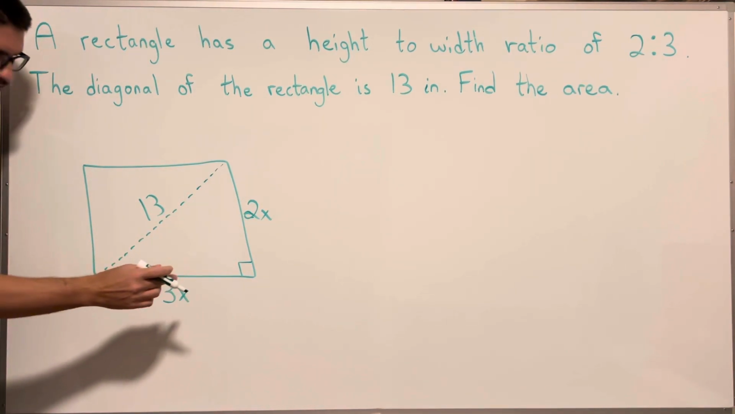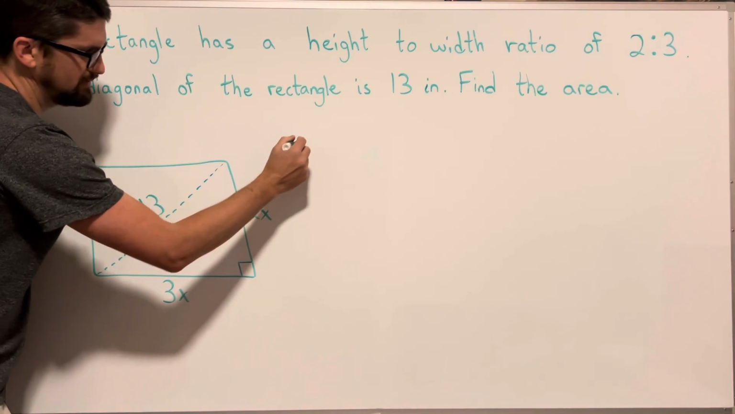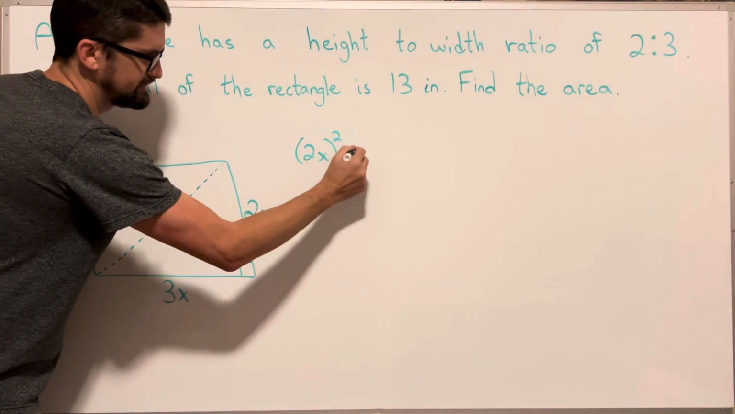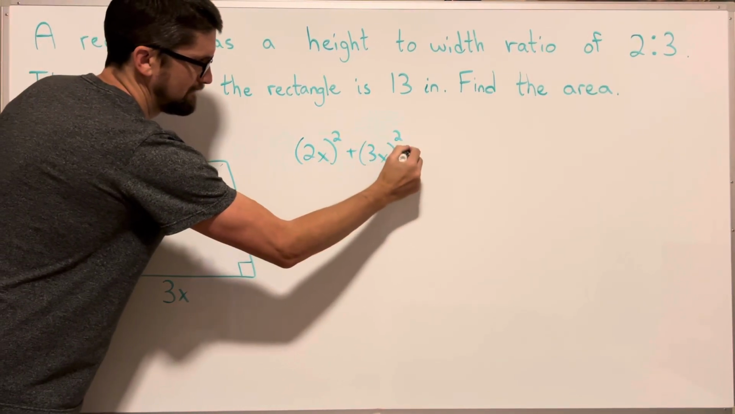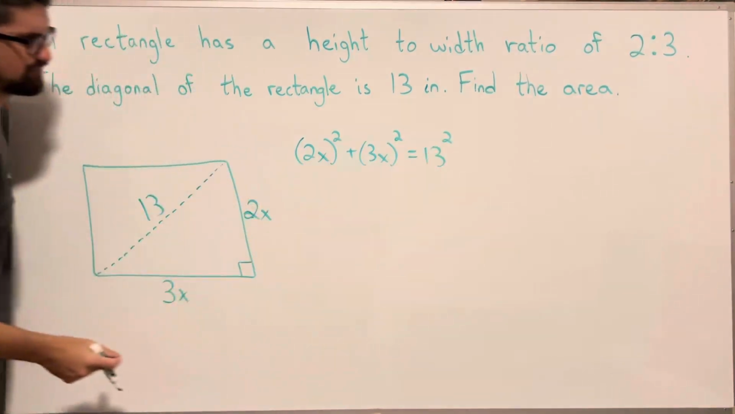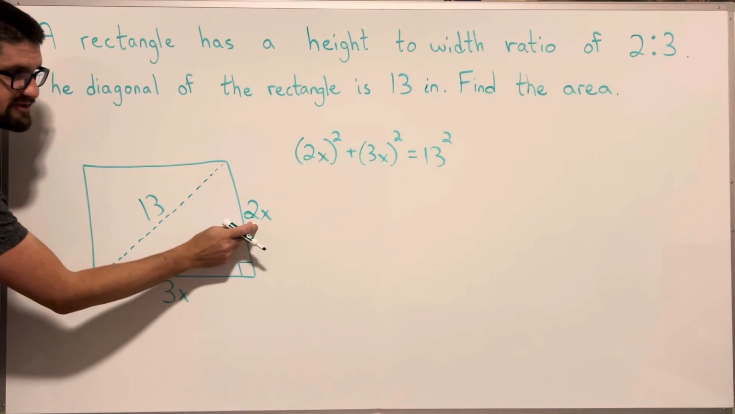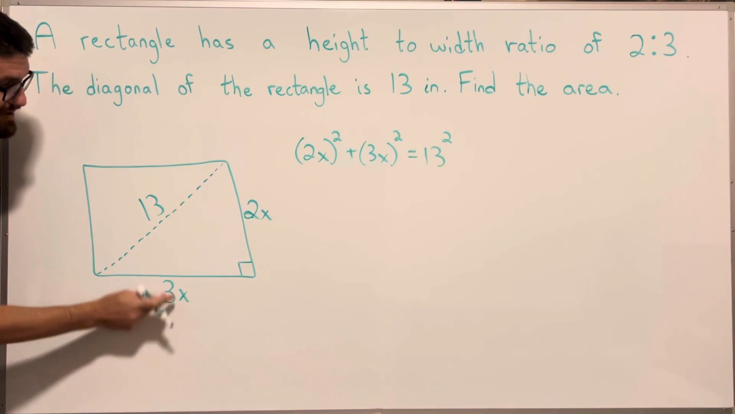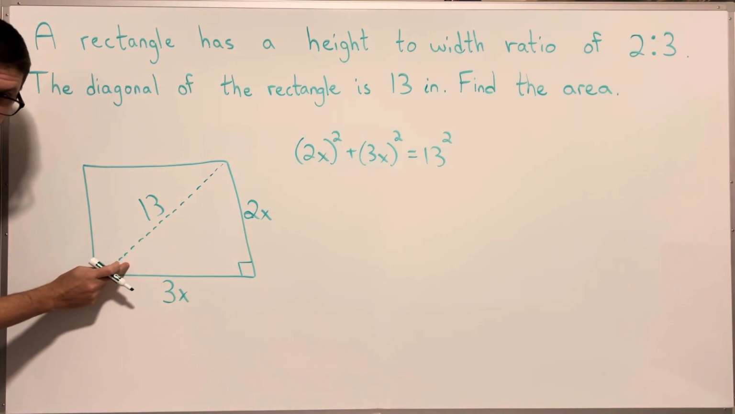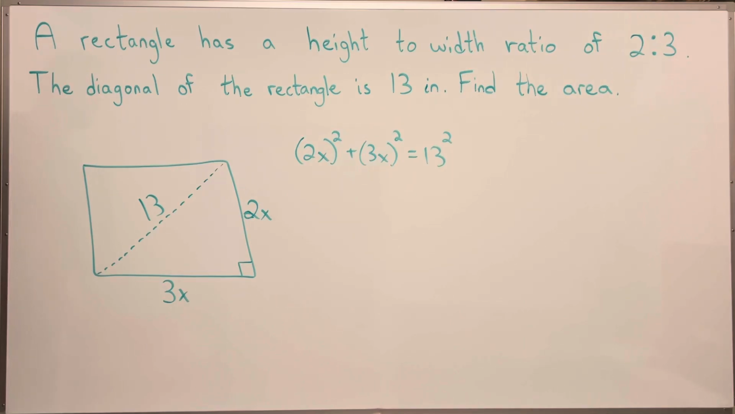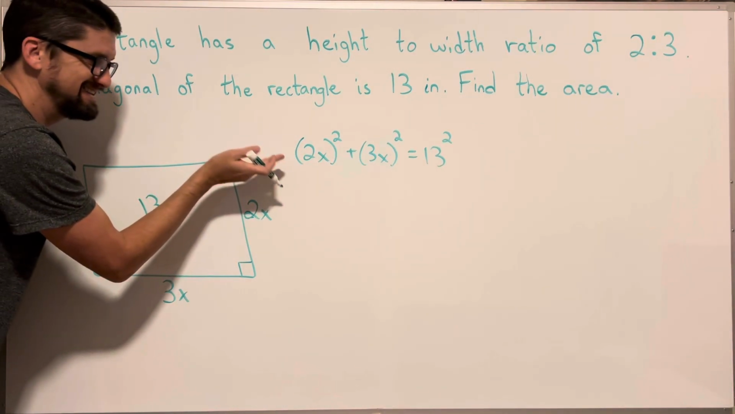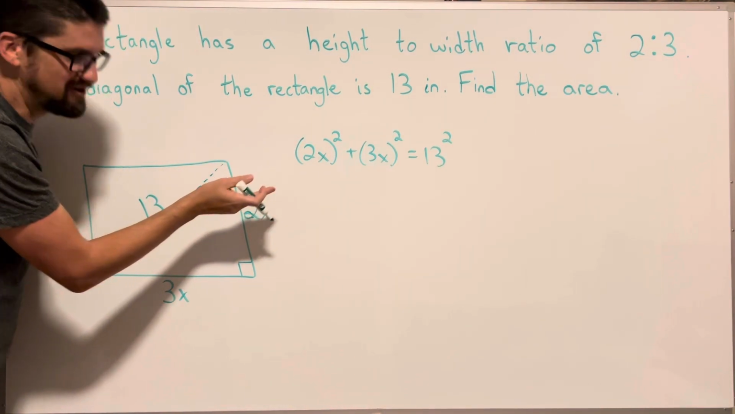So using the Pythagorean theorem, you've got the two sides squared and added. You're going to need to use parentheses. So it's 2x in parentheses squared plus 3x in parentheses squared. That equals the hypotenuse squared, which is 13 squared. This now is an equation that I can solve for x.